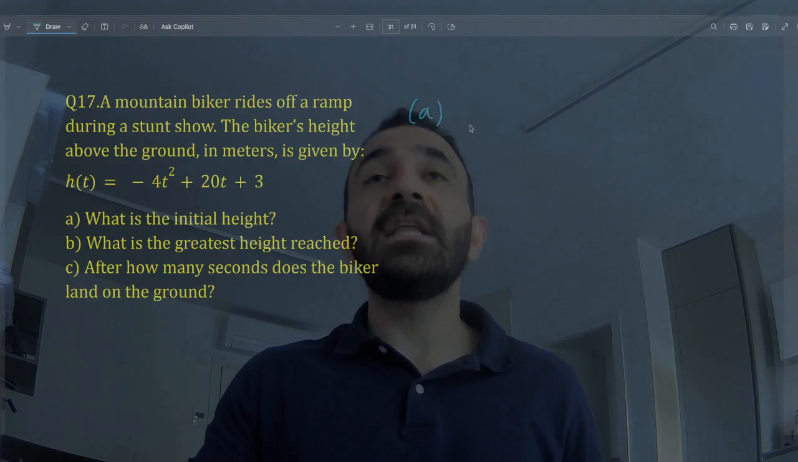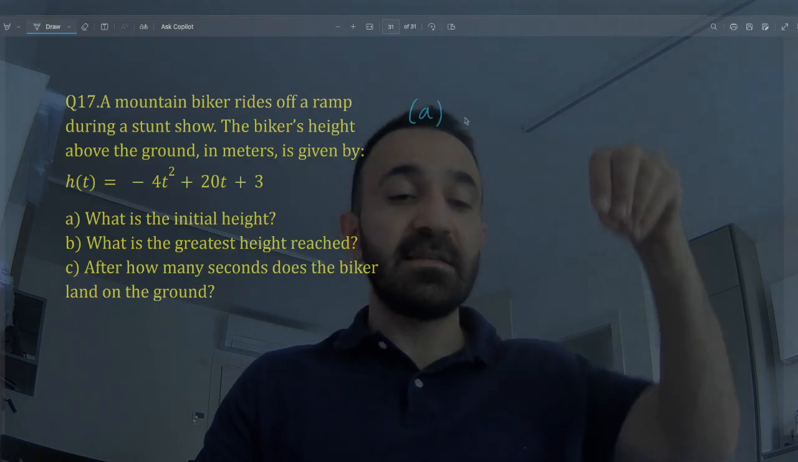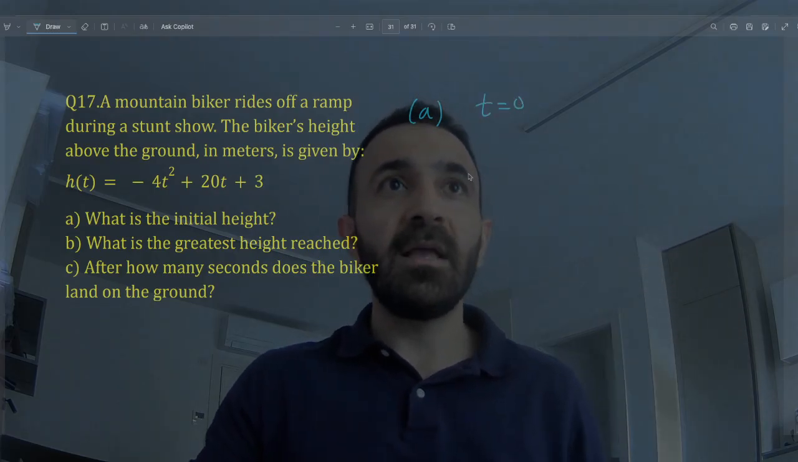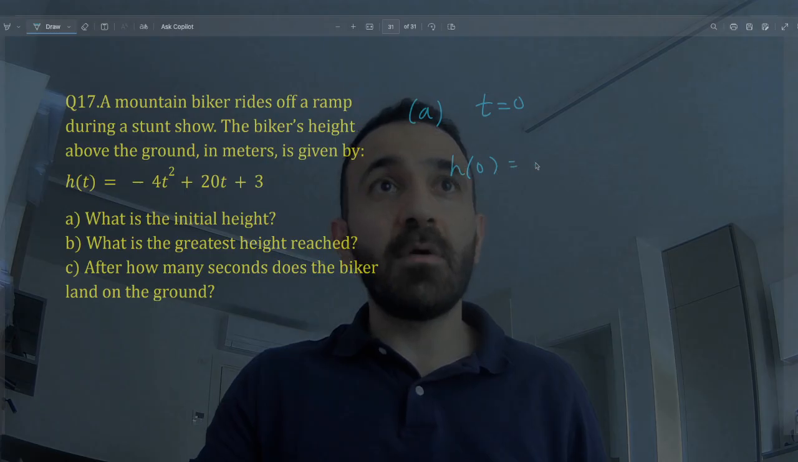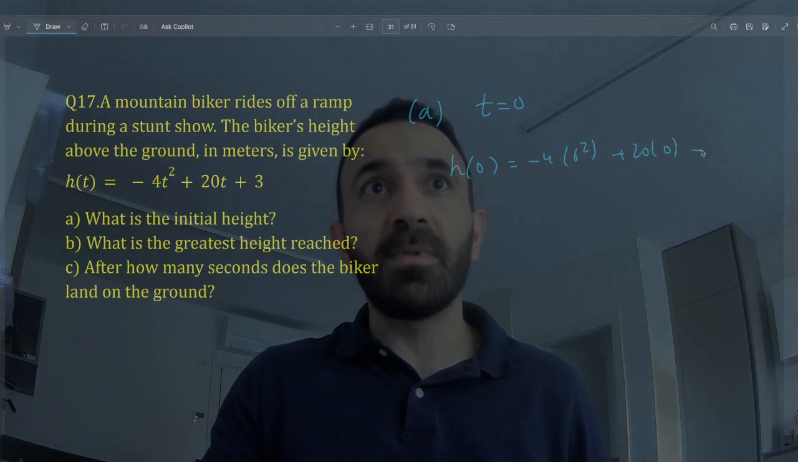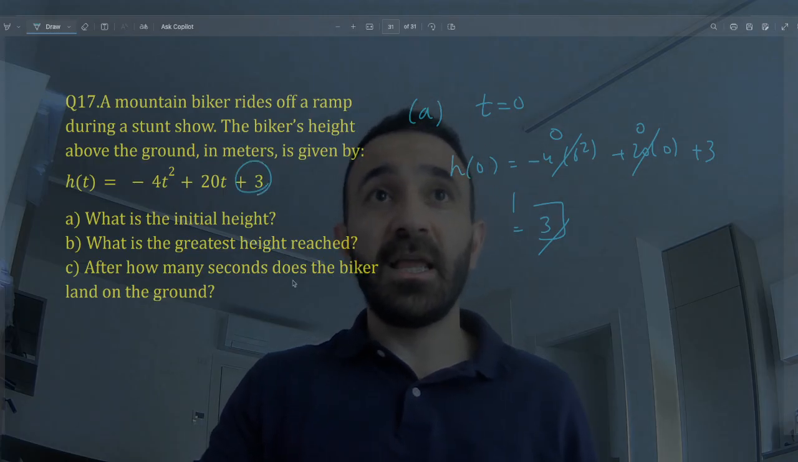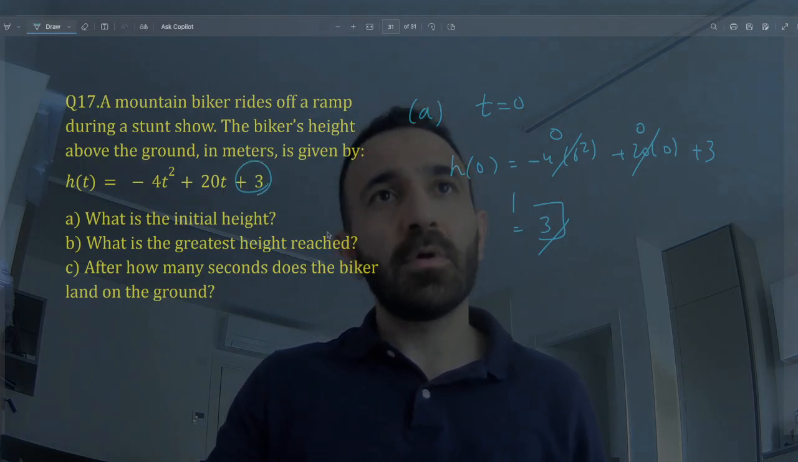So how can I find the initial height? Initial height is when time is 0. So h(0) equals minus 4 times 0 squared plus 20 times 0 plus 3. This is 0, this is 0, so the final answer is 3. So the initial height is 3, or the c value.